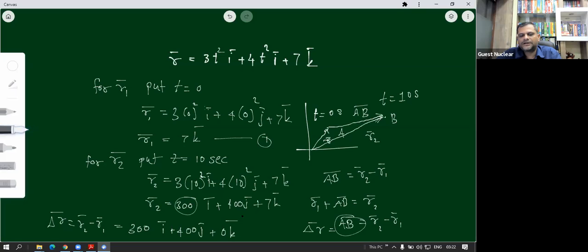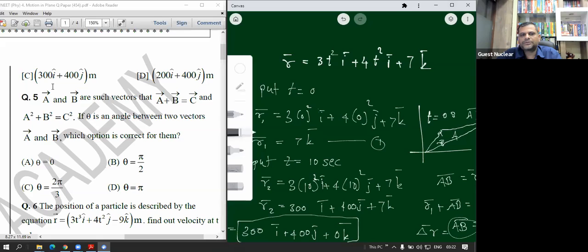ठीक है, तो 300 प्लस 400 J bar, not 3000 but 300, तो 300 I bar plus 400 J bar, this will be the answer actually, which is going to be there in this option number C here. Okay, 300 I bar plus 400 J bar.